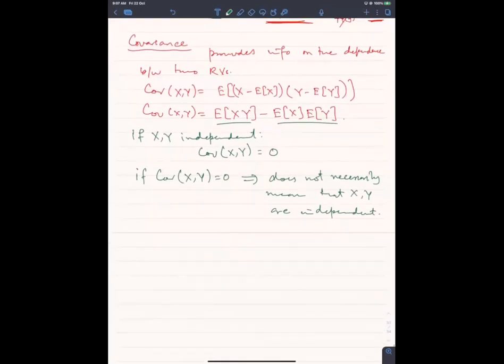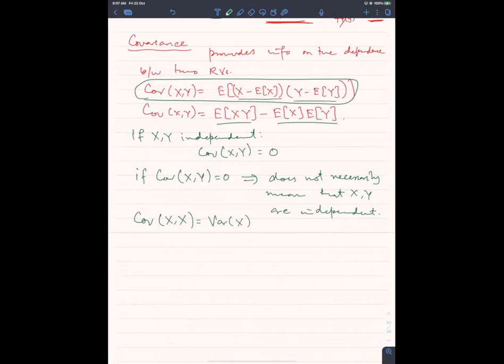One more thing that I want to point out here is that from the definition of covariance, if I ask you what is the covariance between x and x, obviously x and x are 100% dependent, there is a lot of dependence between them. This is nothing but variance of x. Why? Because this would be x minus expected value of x and x minus expected value of x, whose product becomes a square, and that is the definition of the variance of x. Covariance between x and x is nothing but the variance of x.